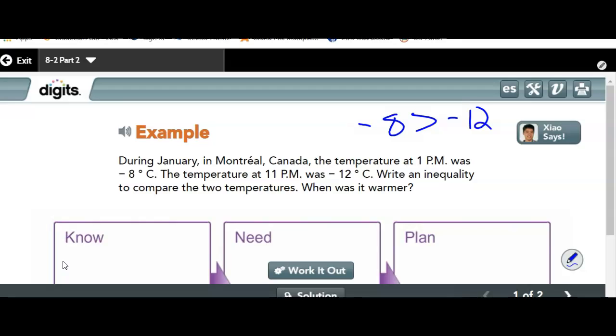What inequality did you come up with? Make this true. John. We agree with that. I do agree with this, negative 8 is farther right than negative 12. Is there a way we could use the less than symbol and still make this true? Ian. Exactly. Right. Both of those work. It does not matter which you choose. Okay, so at what time was it warmer? Back at 1 p.m. it was warmer. Great. Okay, good with that? Let's go to the next one.